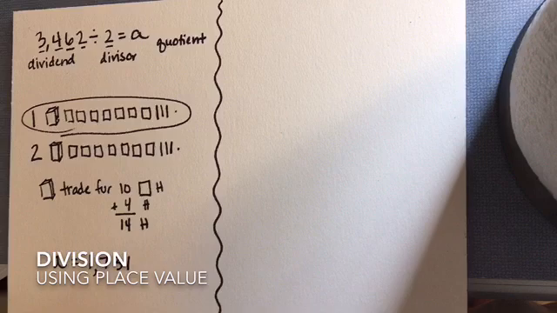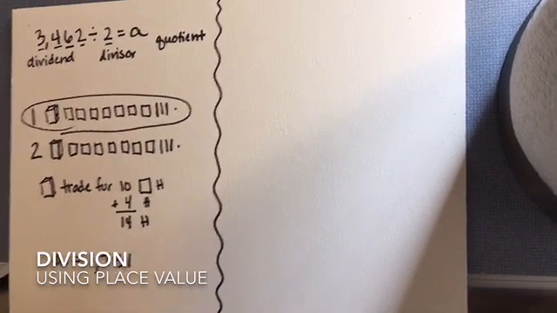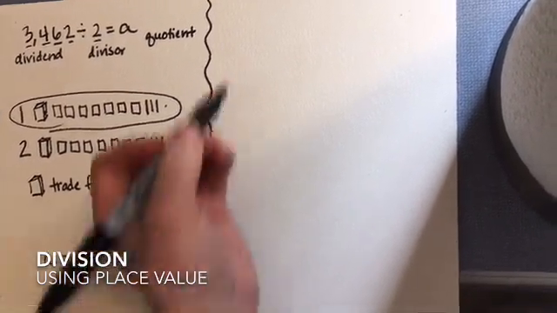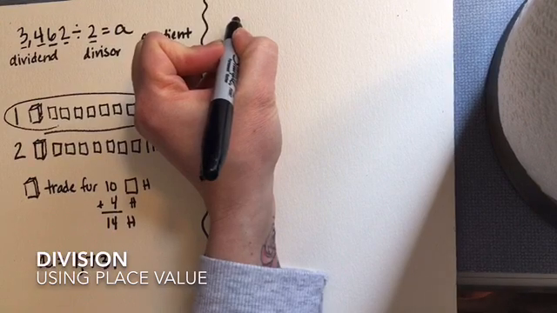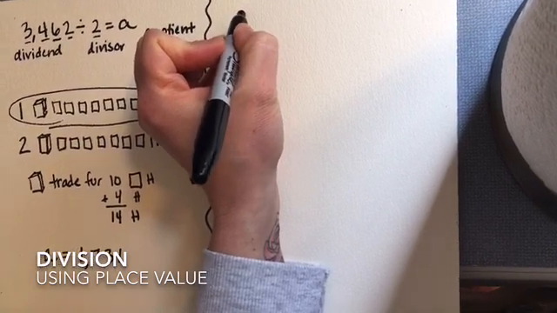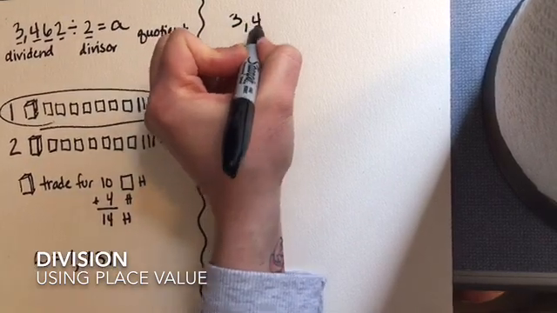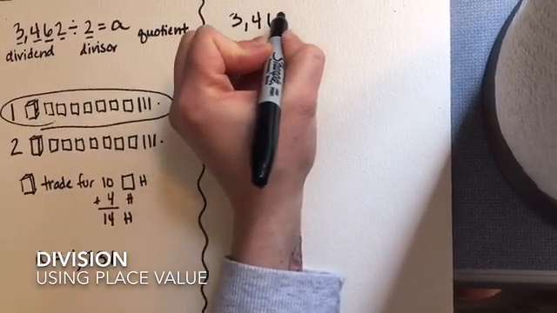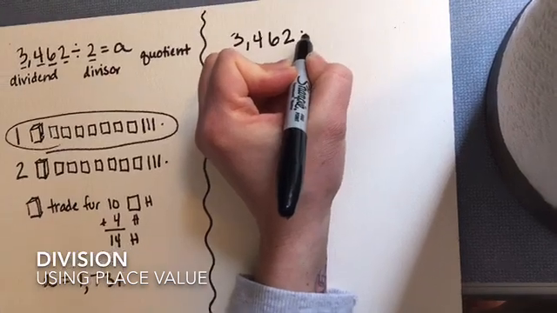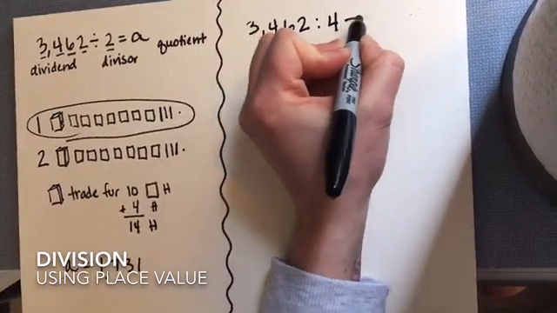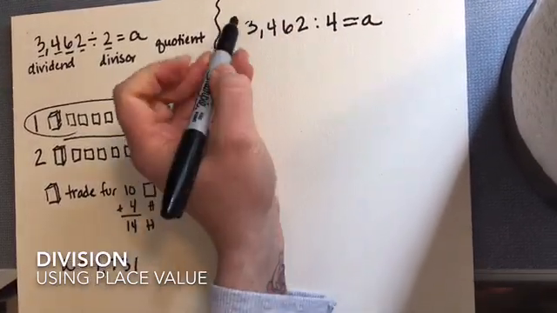The other strategy, or I shouldn't say other strategy, the other situation we have is when our divisor is larger than the first digit of our dividend. So let me show you what that would look like. So if I have 3,462 and I divide that by 4, now I have 4 friends to split that.